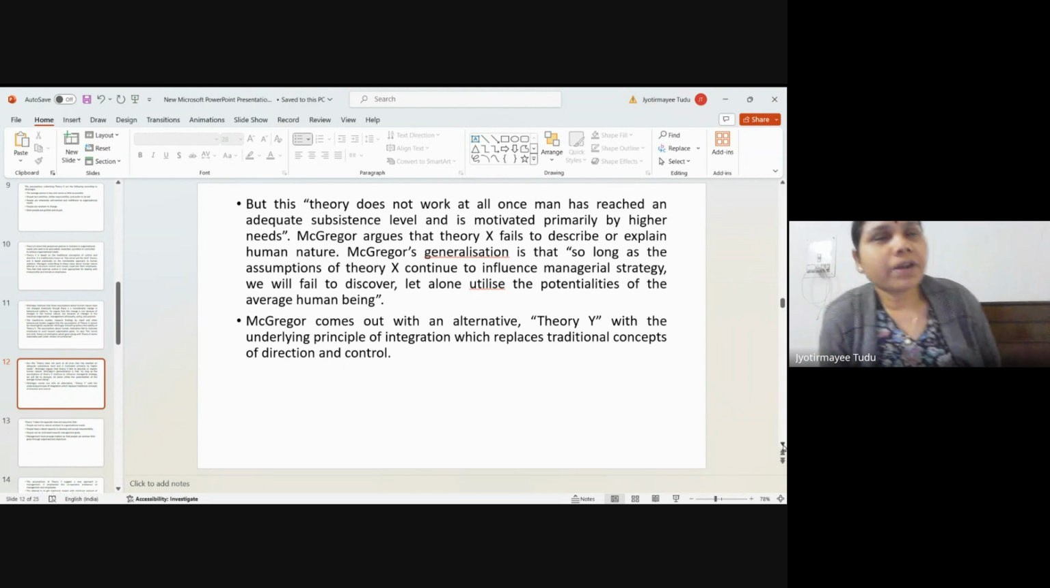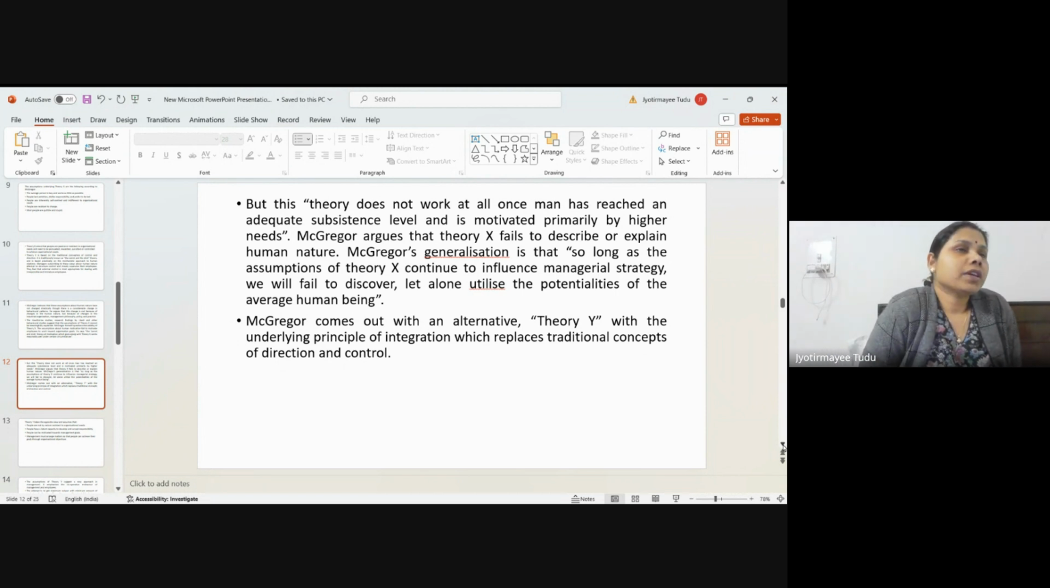Suppose there are different levels of promotions. While working in a particular cadre, the concerned person has already gone to the highest level in that cadre, and no more levels exist there. In those circumstances, after achieving that level, automatically the concerned employee may not feel motivated to work. So this also creates a concern: once a person has reached an adequate subsistence level, how would he once again be motivated by higher needs?